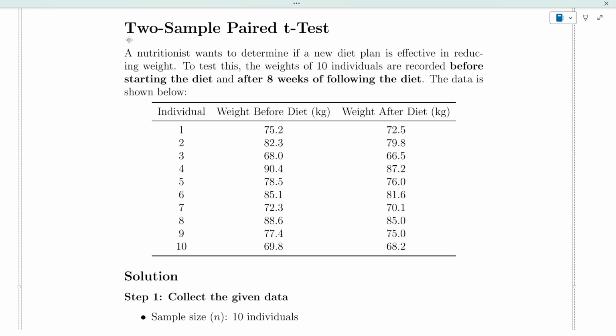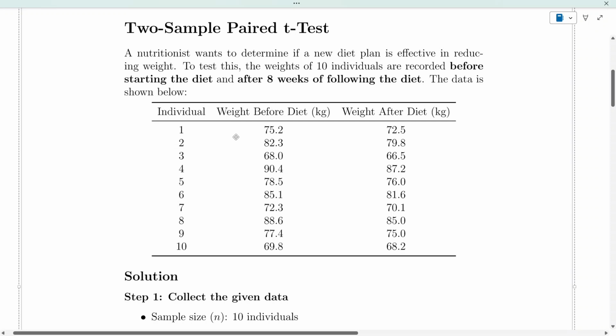So let's get started. Imagine a nutritionist wants to test if a new diet plan is effective in helping people lose weight. To do this, the weights of 10 individuals are recorded before starting the diet, and then again after following the diet for 8 weeks. The key question is, has the diet plan significantly reduced their weight? Here's the data we'll work with.